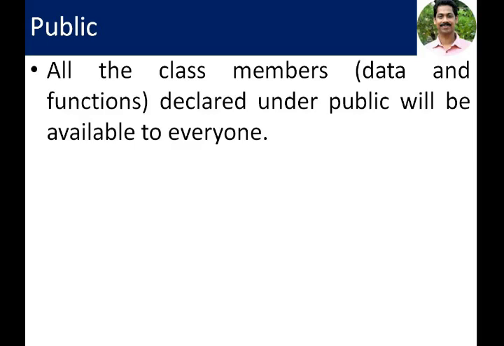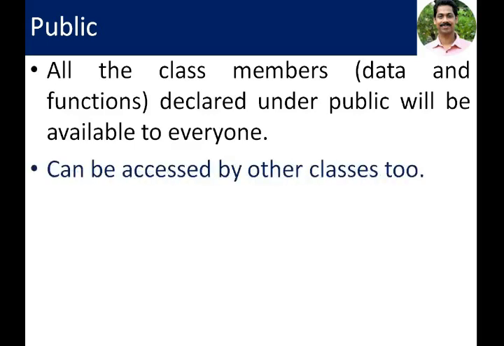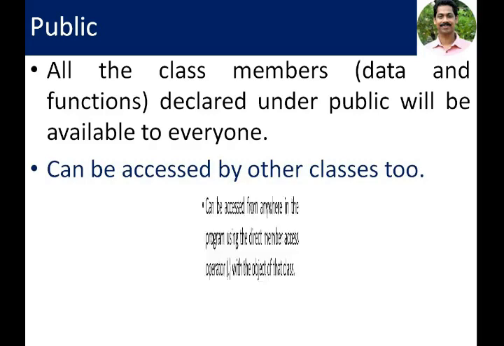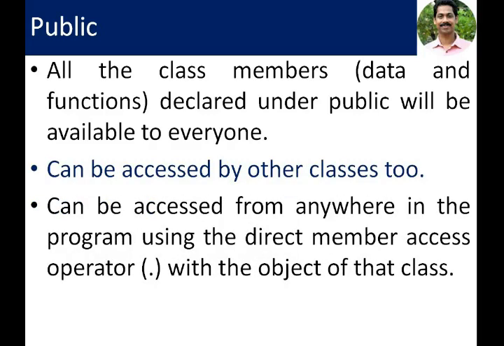Data variables and member functions can be defined as public. They can be accessed by other classes too, and from everywhere in the program using a direct member access operator. As we have already studied the dot operator in structures, here also we can access these members using the dot operator. The operator is called the direct member access operator because we can access a member variable or member function from anywhere in the program by using a dot operator with the object of that class. We will learn about it later.